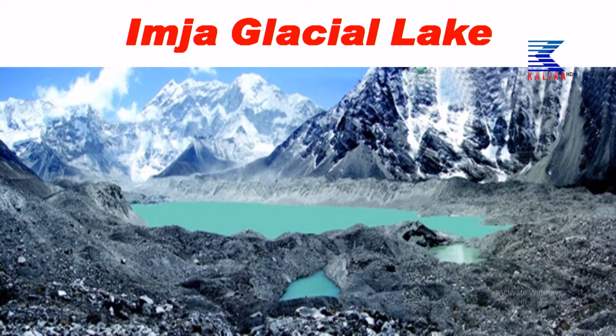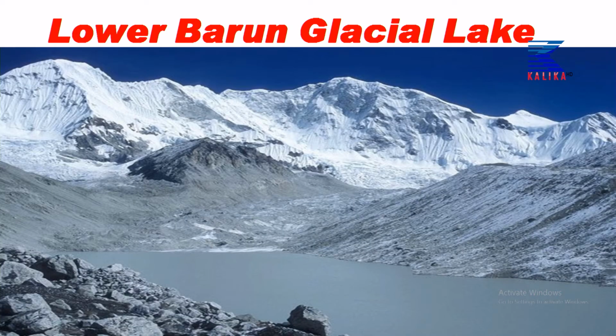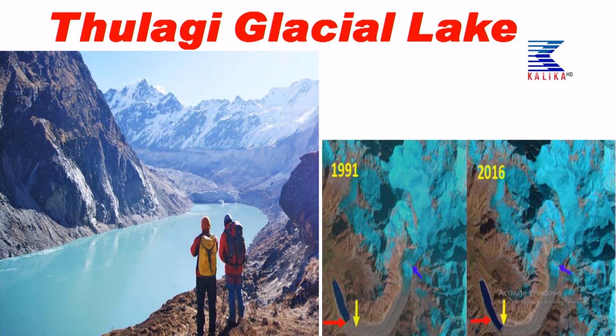So that's Imja Glacial Lake, at the base of Mount Everest. It's a Mount Everest region. Lower Barun Glacial Lake, this is another glacial lake. It is in a very dangerous situation, about to explode. So that's Tulagi Glacial Lake.